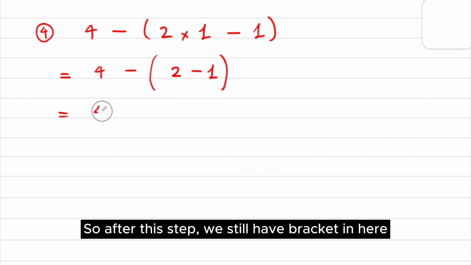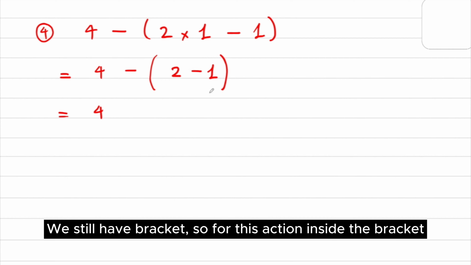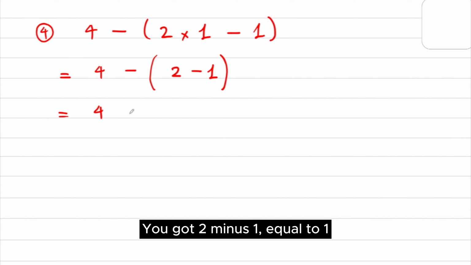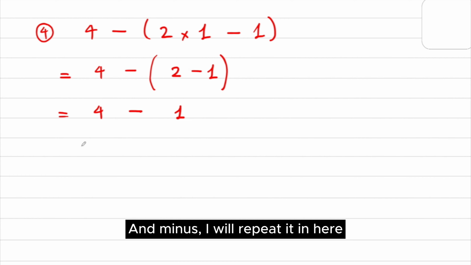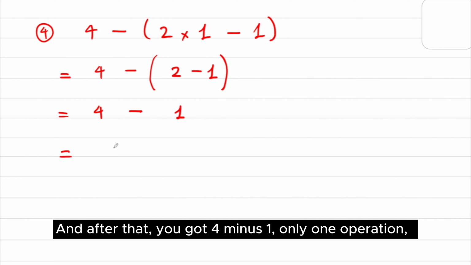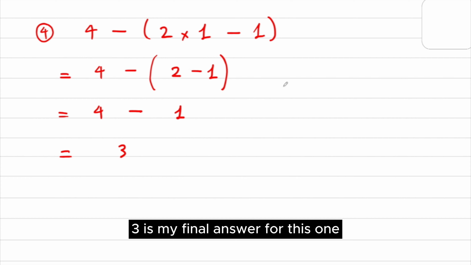After this step, we still have a bracket. For the action inside the bracket, you have 2 minus 1. 2 minus 1 equals 1, and outside the bracket you have 4 and minus, I will repeat it. After that, you have 4 minus 1, only one operation. 3 is my final answer for this one.